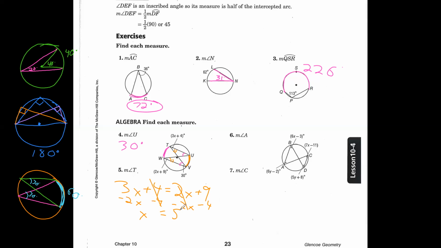On 6 and 7, you have a new figure, but it's the same idea. Take a second, solve for A and C. See what you get. Again, using the exact same idea as what we just did. Solve for A and C there. See what you get.